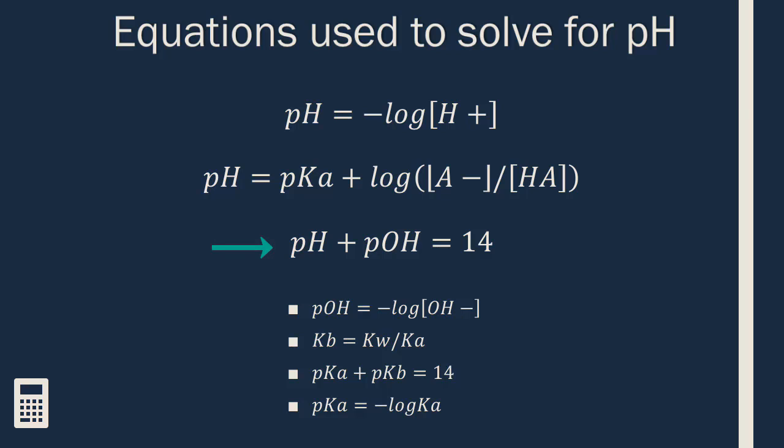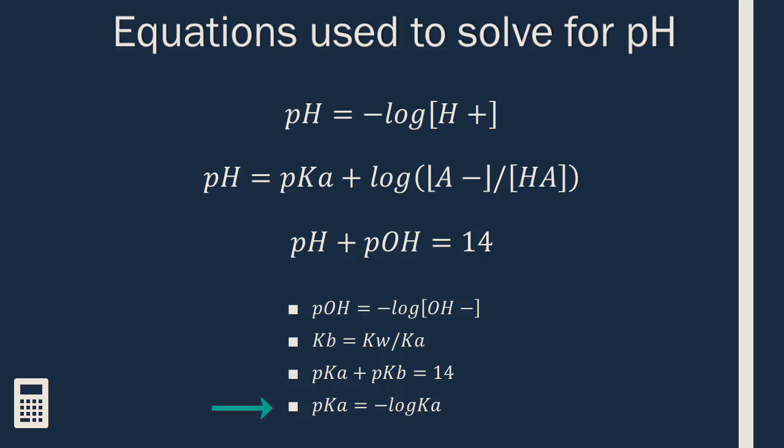Now sometimes we don't always have the variables that we need for these three equations, so the next equations we are going to talk about are ones that we can use to solve for the variables. So we have pOH equals the negative log of OH minus, Kb equals Kw over Ka, pKa plus pKb equals 14, and pKa equals the negative log of Ka.